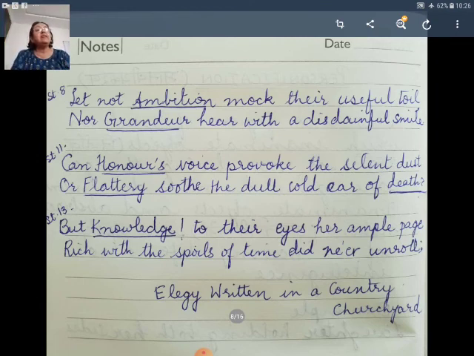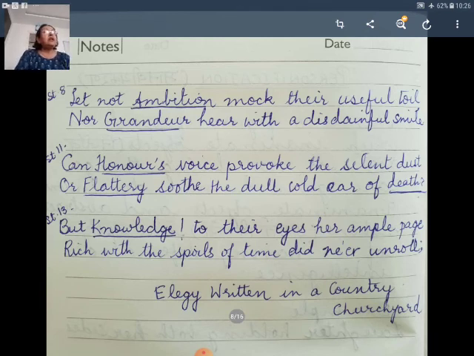11th stanza, second one is, can honor's voice provoke the silent dust, or flattery soothe the dull cold ear of death? Again, honor is personified and flattery too is personified. Can honor's voice provoke the silent dust? Honor's voice cannot provoke the people who are already dead. Or flattery soothe the dull cold ear of death. Even flattery cannot soothe the cold ear of death. Death is also again personified.